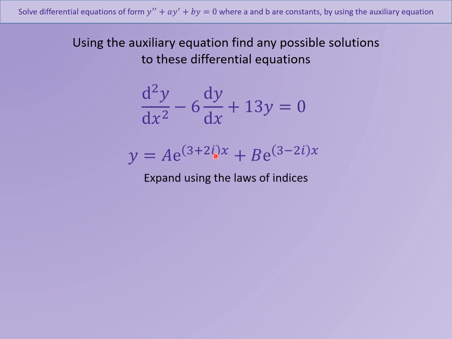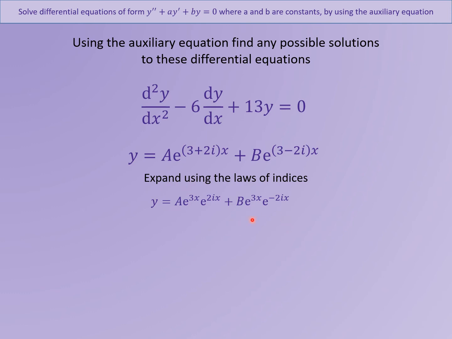So I could write this. I could certainly pull out the e to the 3x, so I'll use my laws of indices like it says there. I can write e to the 3x plus 2ix as e to the 3x times e to the 2ix. So I've separated out using my laws of indices. Same with this one. I haven't divided it, I wanted to keep it completely separate like that.